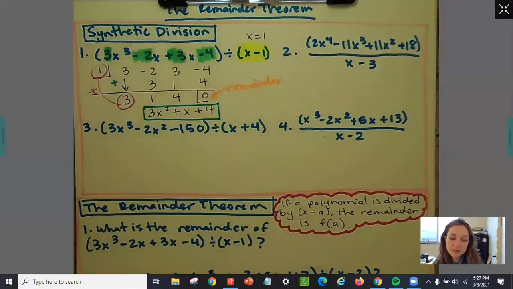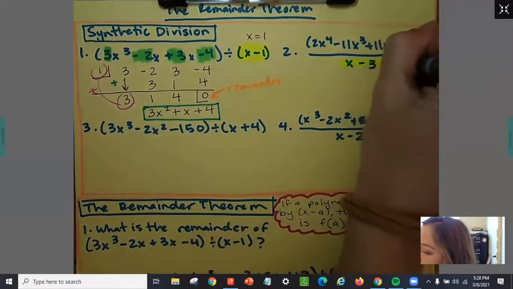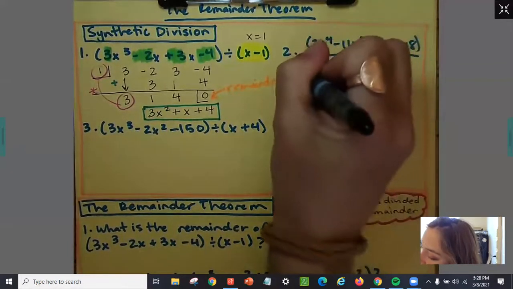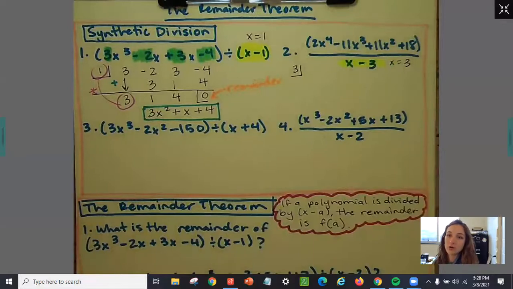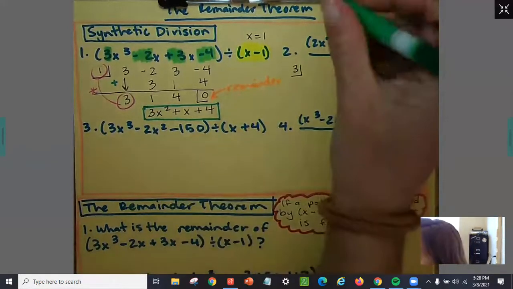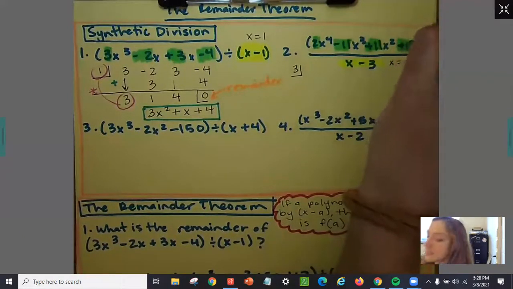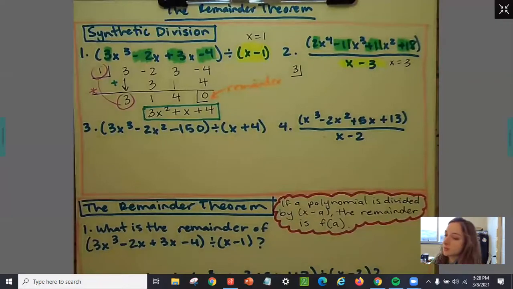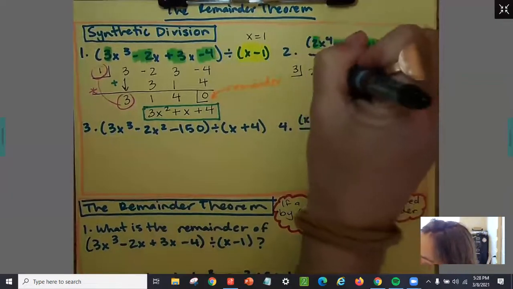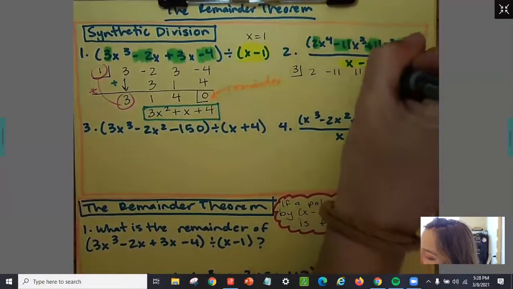We're going to do the same thing. So the first thing that we're going to start with is asking ourselves, what makes the factor that we're dividing by 0? And that is going to be x equals 3. So we're going to put 3 in the little house, and then we're going to write out all of our coefficients. So we're going to write 2, negative 11, positive 11, and then positive 18.